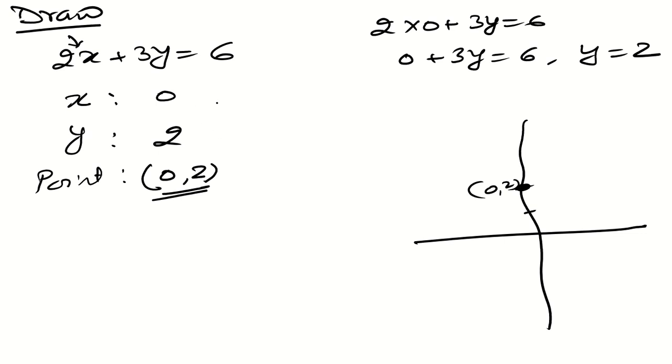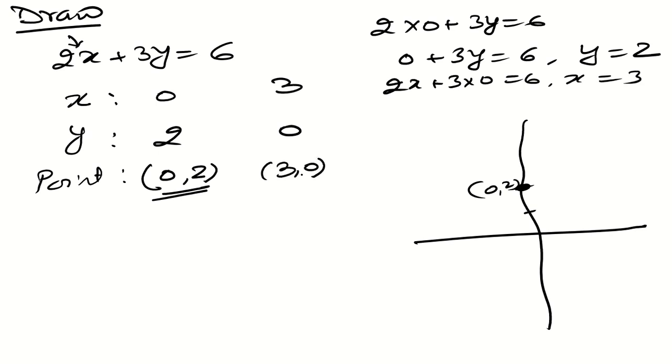So if I take y equal to 0, then it will be 2x plus 3 times 0 equal to 6, which means x will be equal to 3. So here we are getting 3. So what will be the point? (3, 0), and (3, 0) will lie on the x-axis. So 1, 2, 3. This is the point (3, 0), and it will lie on the x-axis. Okay. Just join these two points with the scale, with a proper line.